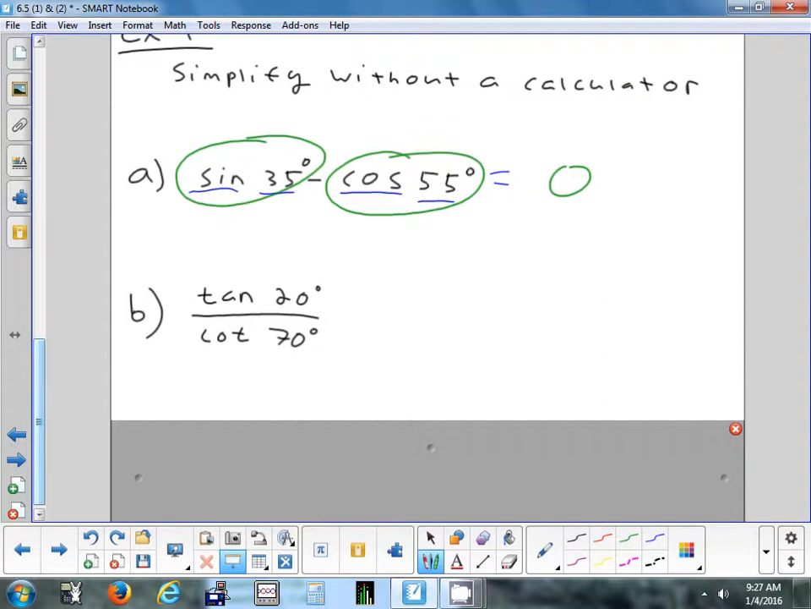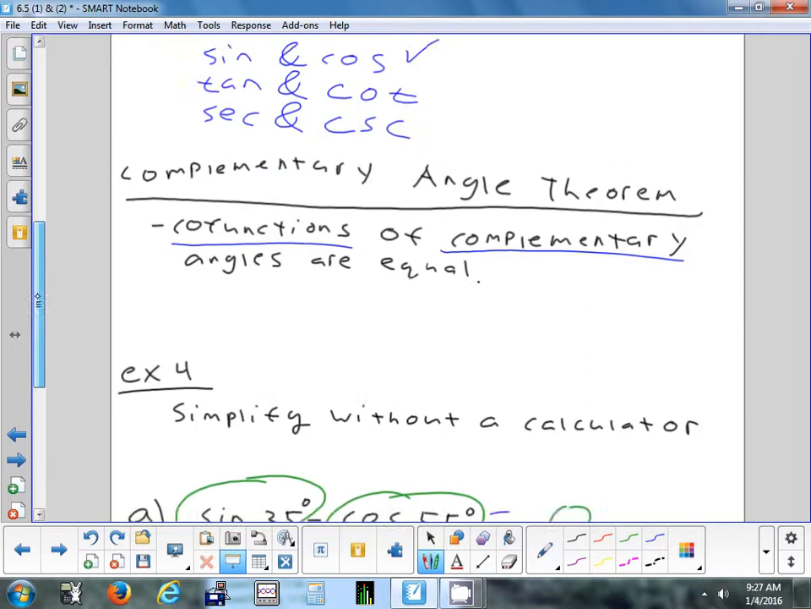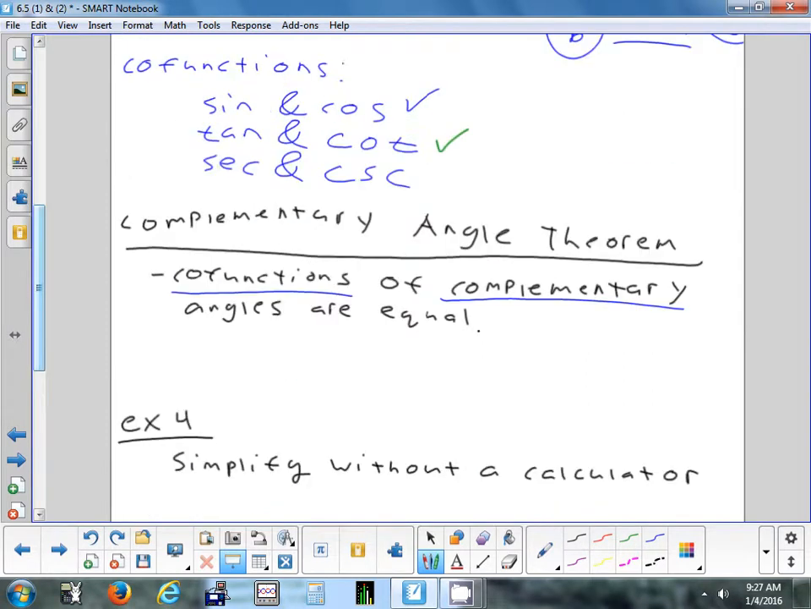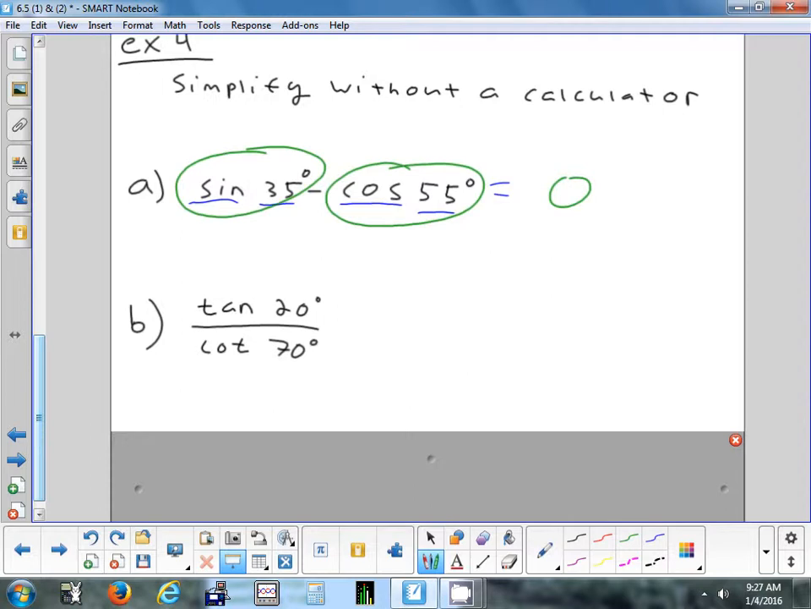All right, let's try this one. Very similar idea. Fernando, do I have cofunctions here? Yep. Tangent, cotangent. Will, do I have angles that add up to 90? Yep. So now what do I know about these two things? They're the same. They're cofunctions. They're complementary angles. So what am I going to get if I divide them? 1.